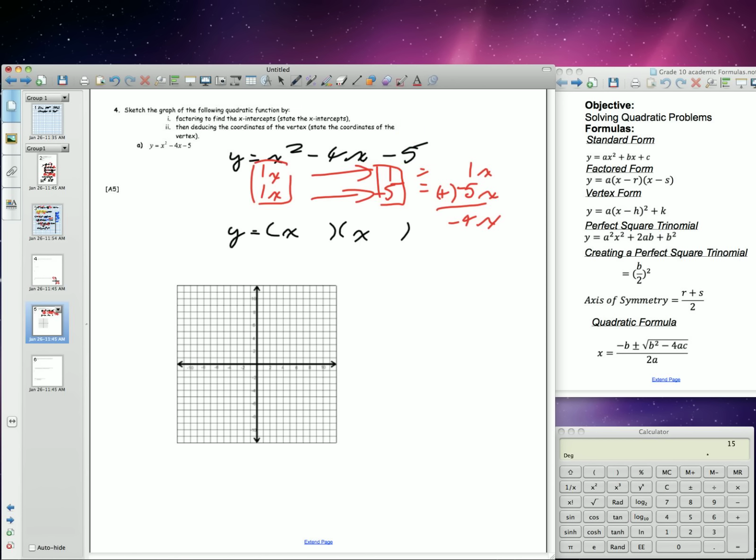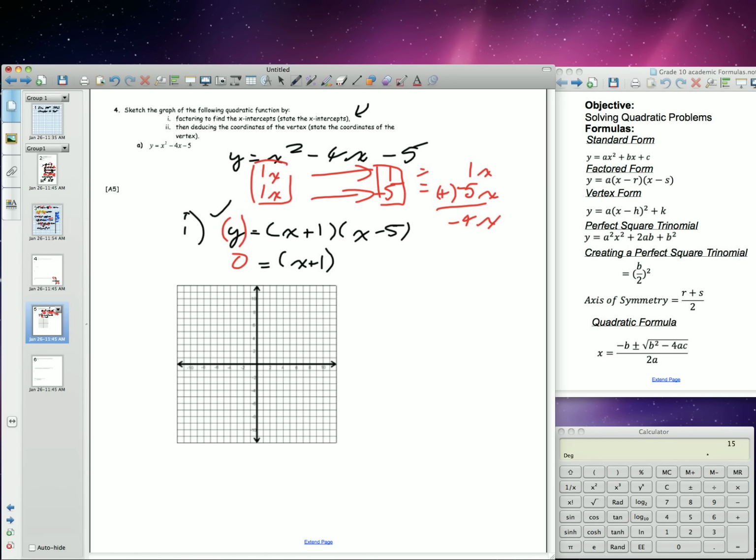Y is equal to x, x, positive 1, negative 5. That's in factored form. That's part I. Done. Then it says state the x-intercepts. Now, to get the x-intercept, we need to set y equal to what number? 0. Y needs to become 0 because x-intercepts are where y is equal to 0.